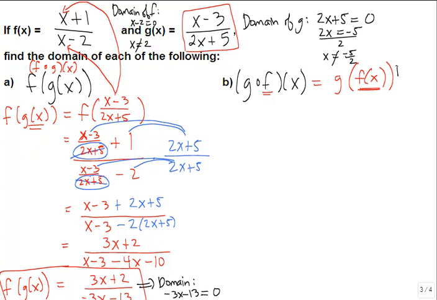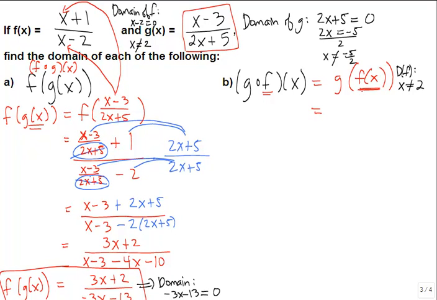So the domain of f is going to be all x's except for 2. So we already know part of what our domain should be, the part that is going to make f valid. Now we still need to figure out what the formula for all of this is and find its domain, and then we're going to intersect these two solutions. So let's go ahead next and find the formula for g of f of x.